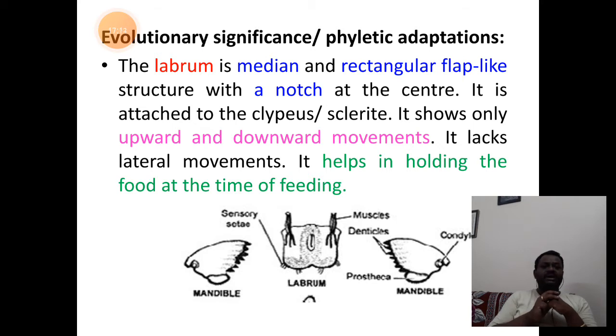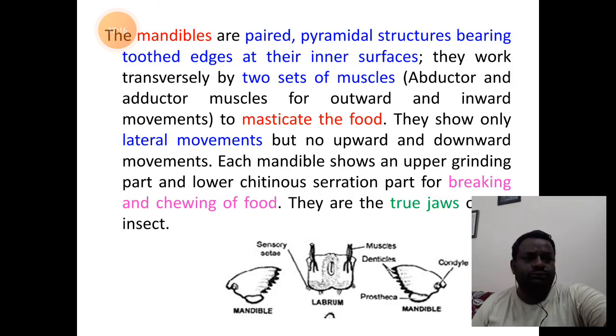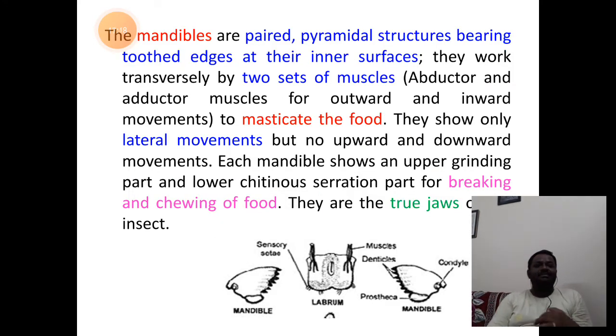I'm sorry, the third part is mandibles. So we have understood about labrum, the first part. The second part, what we have understood, is related to epipharynx, and the third part is related to mandibles. Mandibles, as we have understood earlier, are a pyramidal or triangular structure which is very hard and rigid.